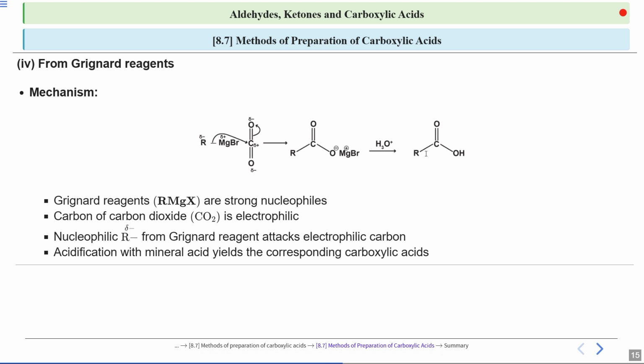Okay, so by following these steps, we see how from Grignard reagent we can form a carboxylic acid. You need to remember that RMgX is acting as a nucleophile and the carbon of CO2 is acting as an electrophile. So this Grignard reagent attacks the electrophilic carbon of CO2. This R group gets attached to this carbonyl carbon, you get a new carbon-carbon bond, and this MgBr group gets attached to this O minus, and further acidification gives you a carboxylic acid.